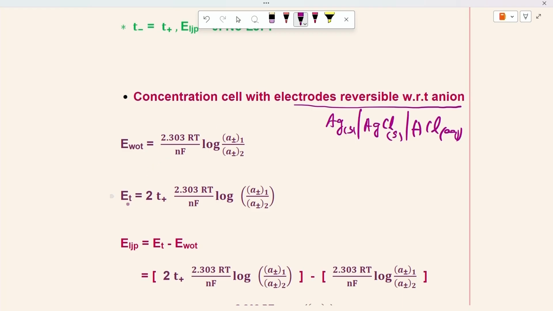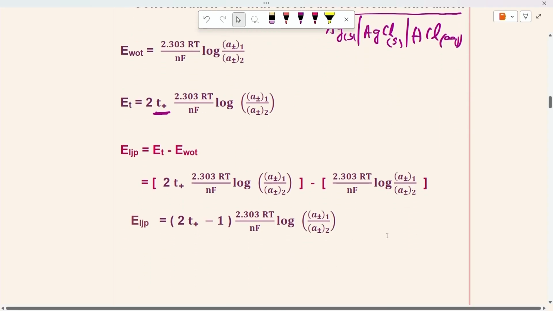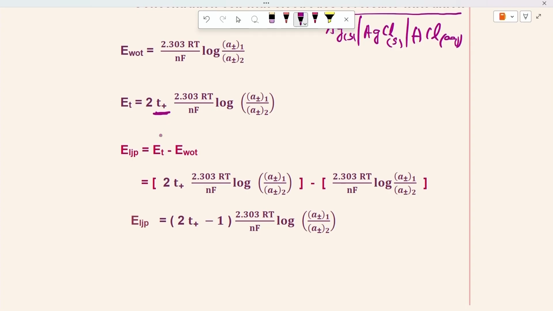Then E with transference, when it is anion, please note that here it is T plus, in the other case it was T minus, and this is with respect to anion, just opposite in charge. 2T plus 2.303 RT by NF log mean ionic activity of 1 divided by mean ionic activity of 2. Now, as said before, the liquid junction potential is equal to E with transference minus E without transference. I will substitute that.